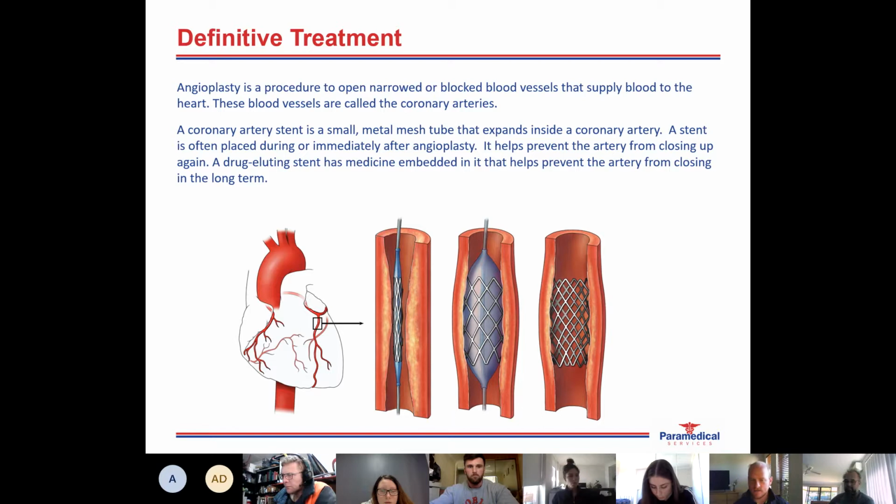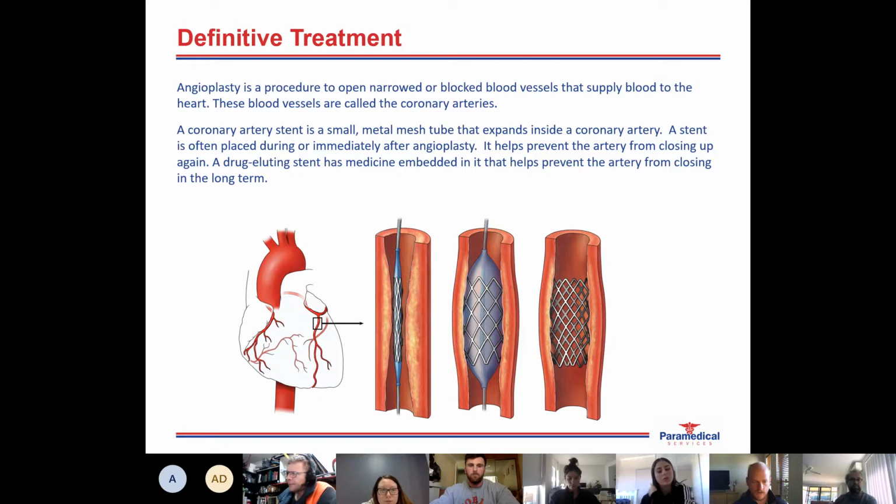A coronary artery stent is a small metal mesh tube that expands the inside of a coronary artery. A stent, which is what we would normally hear it referred to as, is often placed during or immediately after angioplasty, and it helps prevent the artery from closing up again. A drug-eluting stent has medicine embedded in it that prevents the artery from closing in the long term. So this is our definitive treatment. This is our mainstay goal that we may need to do for our patient post-arrival.